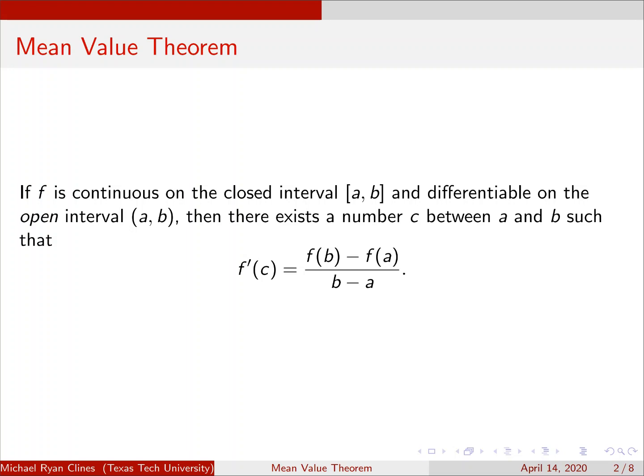And it says on the open interval a comma b. Why do we only want the open interval? Well, that's because this number c that exists is between a and b. That means it's not equal to a, nor is it equal to b. So we're not evaluating the derivative at b or a. So f does not have to be differentiable at the endpoints, only on the open interval a comma b.